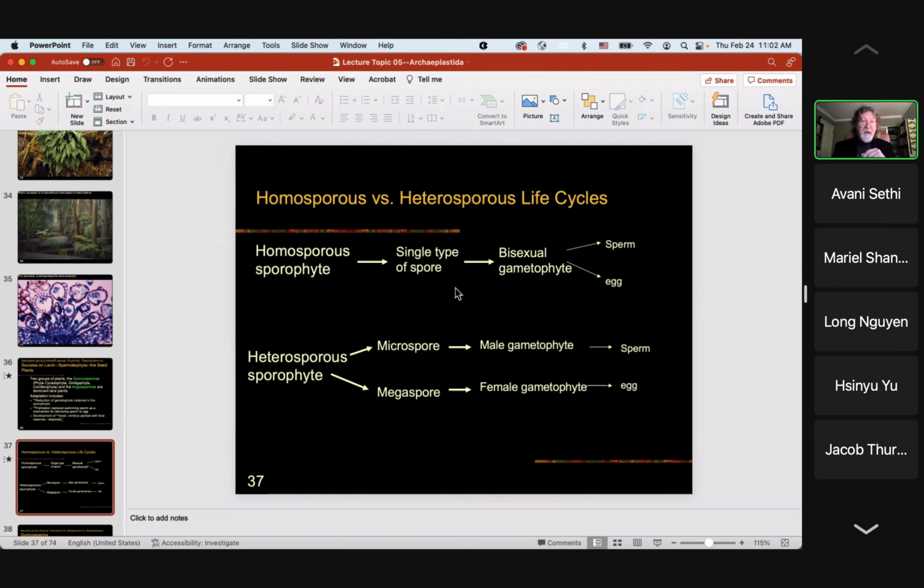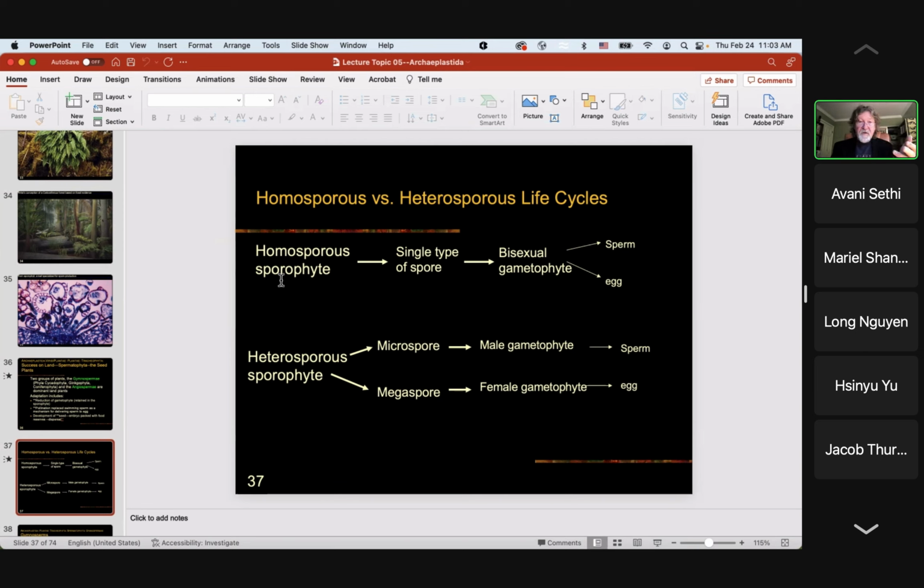They're still bisexual. They still have two different sex determinants genetically. With the heterosporous cycle or type, we saw that in Selaginella, which was the main type I was using here as an example. They produce two different types of spores. However, morphologically, they look the same. But one of them, when the spore germinates, grows into the male gametophyte, which only produces sperm, only has antheridia. The other, we'll go ahead and keep that term, megaspore, when it germinates, becomes a female gametophyte with archegonia and therefore produces eggs.